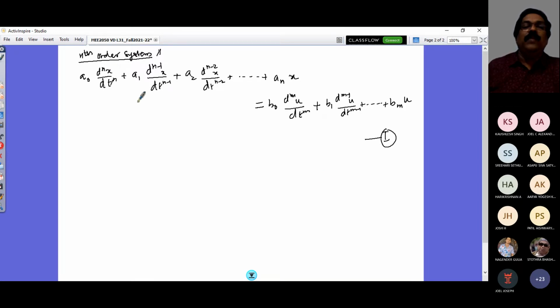If you look at the left hand side, you have this differential form. On the right hand side, you have this form. And you have here a naught, a1, a2 up to an. Similarly, b naught, b1 up to bm. So these are all called coefficients of this ordinary differential equation.